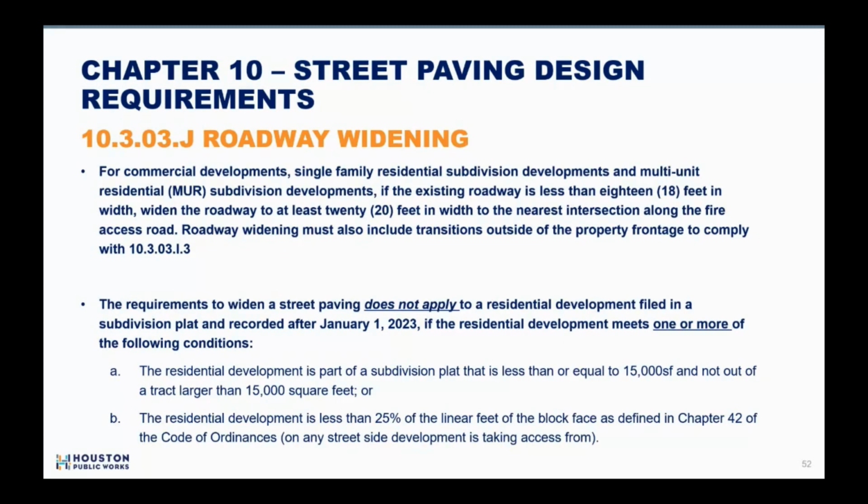The second item we changed in chapter 10 is the street widening. In the past, we only requested to widen the street if it's a shared driveway for multi-unit developments. Now we ask to widen the street regardless of whether it's a shared driveway or front loader driveways for multi-units. However, there are some requirements that make it much easier right now. If it's a residential development less than 15,000 feet, we will not ask you to widen the street. Or if the frontage of the lot is less than 25% of the entire length of the block, we will not ask you to widen the street. I think that would make it much easier, right?